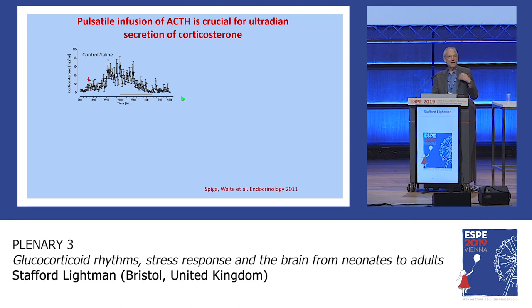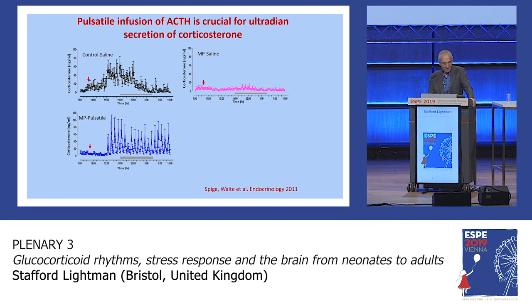Then what we did was we gave these rats methylprednisolone in their drinking water. Basically, we gave them steroid to turn off their ACTH, and if we turn off their ACTH, they obviously don't make any corticosterone. So you've got a nice model here. You've got rats with normal adrenal glands but no ACTH, and we can now look at those to see whether or not they recognize a pulsatile signal of ACTH.